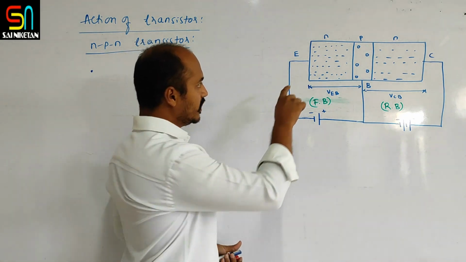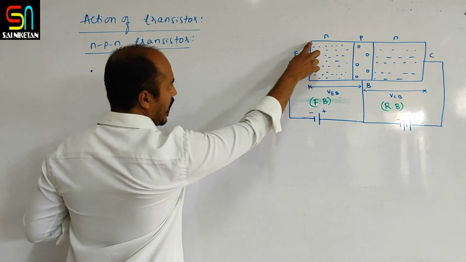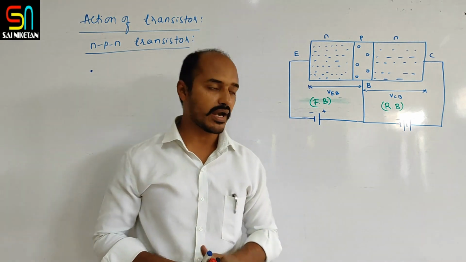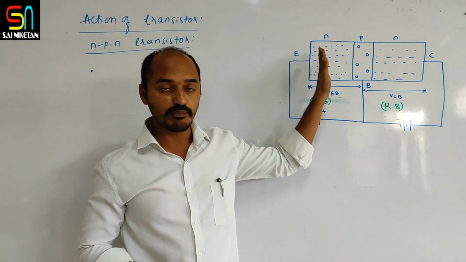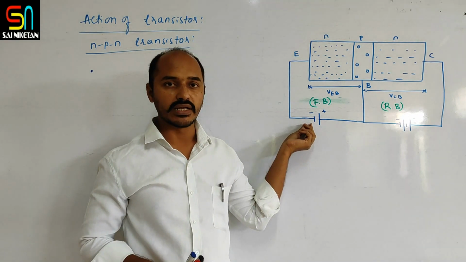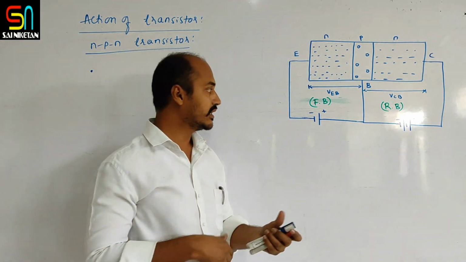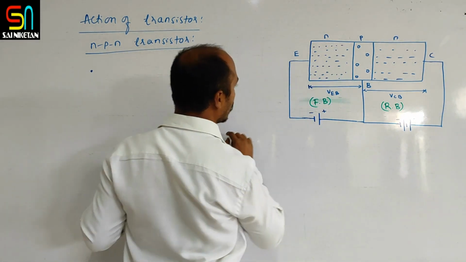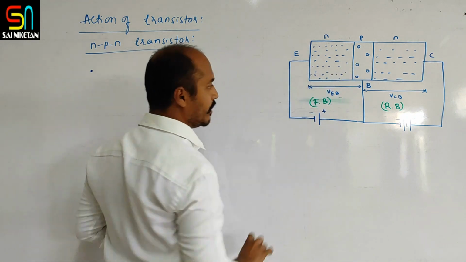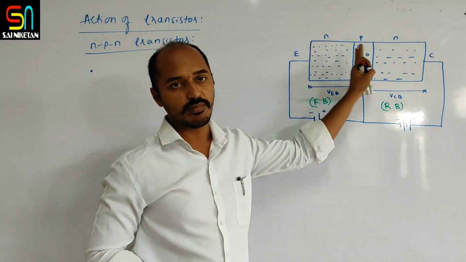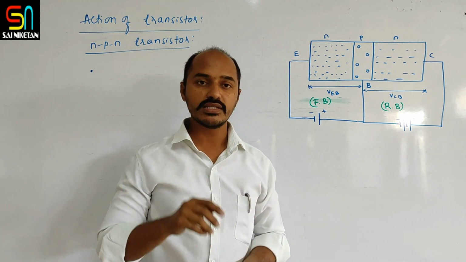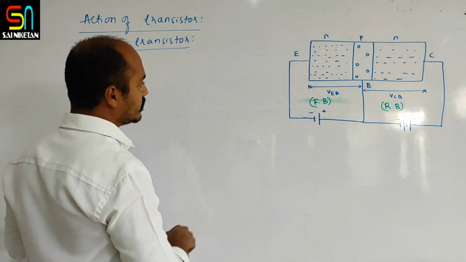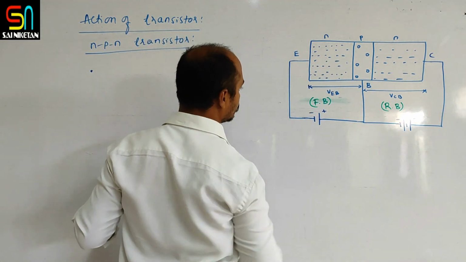Now, here electrons are the majority charge carrier, and this N is connected to the negative terminal of the battery. If it is connected to the negative terminal of the battery, these electrons get repelled by the negative terminal of the battery and start moving in the N region. They start moving from this end to the base end. If the electrons are moving, it means they induce an electric current. So electrons are moving from here to here, right?